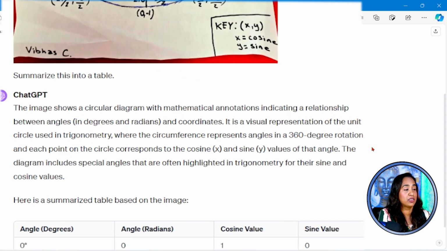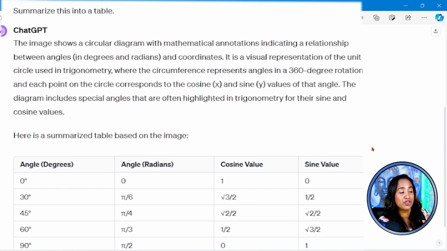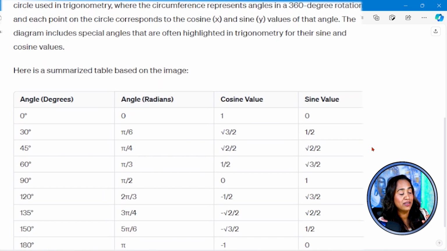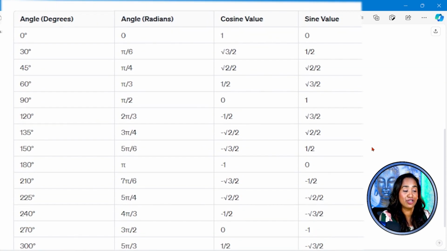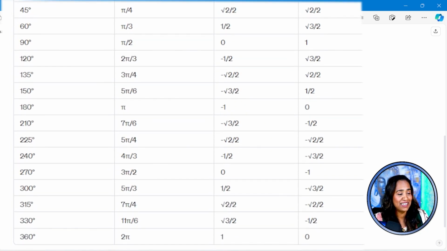It shows mathematical annotations indicating relationship between angles. That's exactly what the unit circle is showing. It's giving me angles, radians, cosine, and sine values, and with the radicals as well, all the way up to 360 degrees. Well, that is fascinating to me.